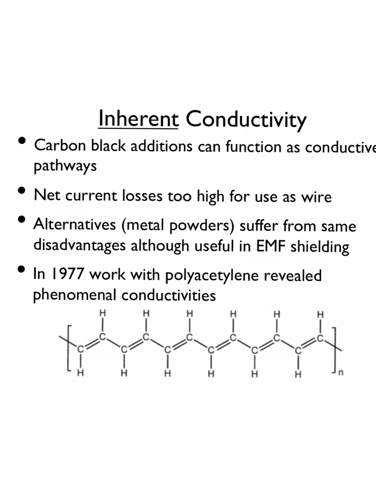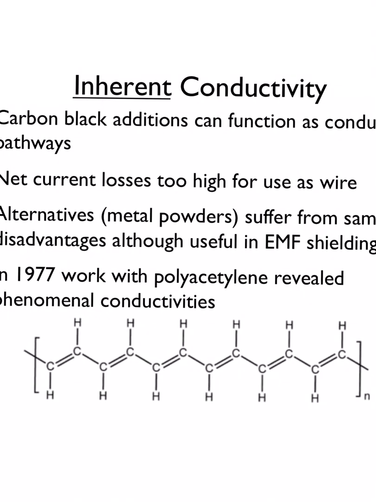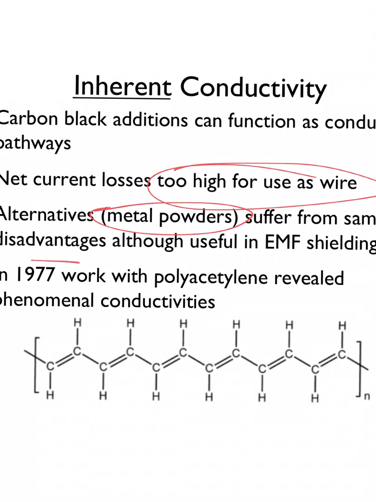Okay, so we found that carbon black additions function as conductive pathways. Net current losses, however, as I've kind of hinted, are too high for use as a wire, unfortunately. Carbon black will not replace copper. Alternatives, metal powders, which should work better, have the same disadvantages, partly because they're particles, and you rely on particles touching each other. And any interruption of that, regardless of how conductive the metal is, you still have problems. So it also doesn't substitute for copper, although we use it in EMF shielding in our computers.